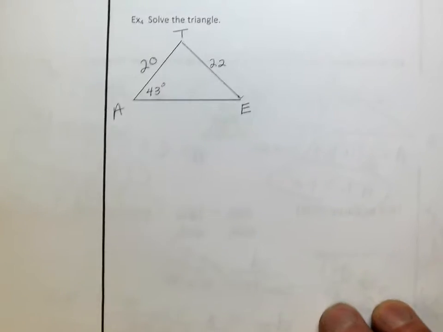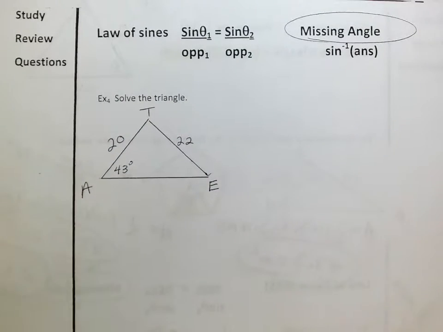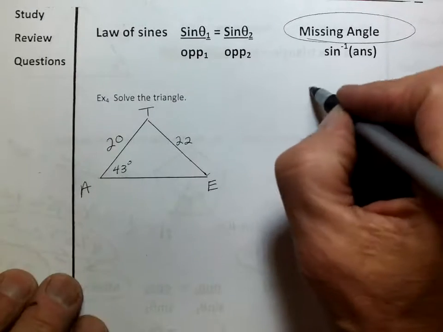Now, on the back, it's the same formula, except it's just written upside down because we want to find the angle. So again, find your opposites. You need to find your opposites.